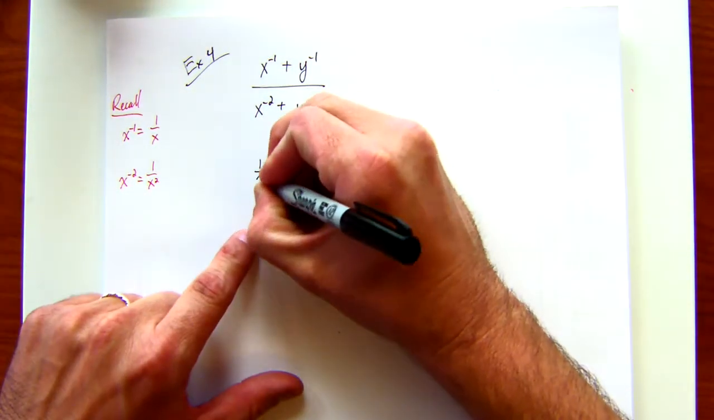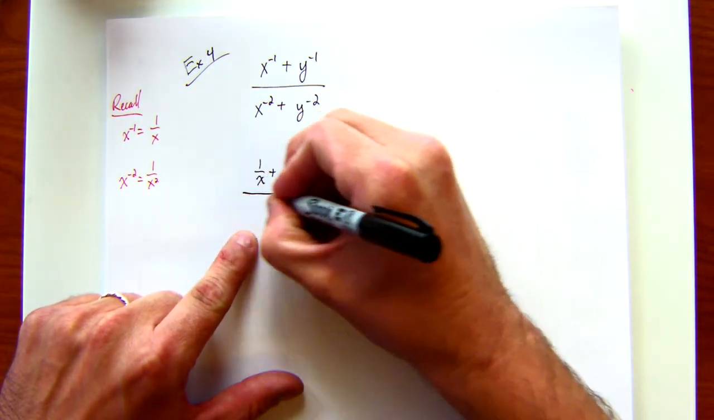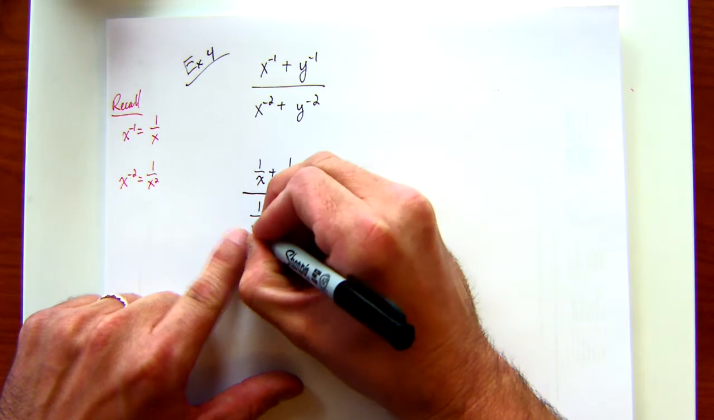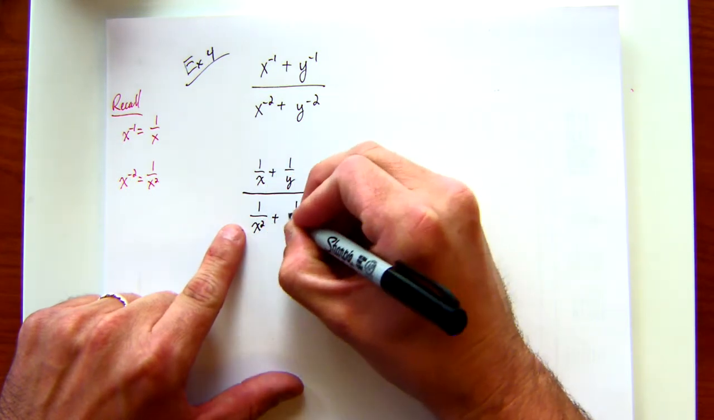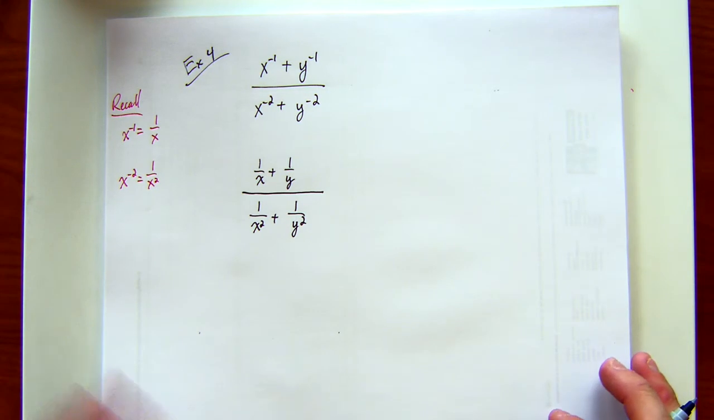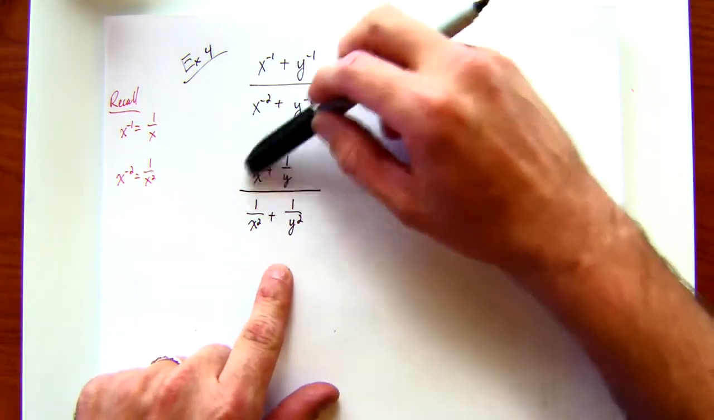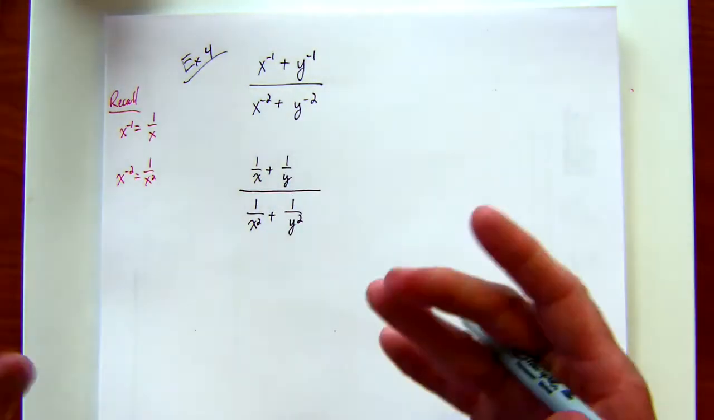This is going to be 1 over x plus 1 over y, all divided by 1 over x squared plus 1 over y squared. Now we've got a complex fraction. We can simplify the top, simplify the bottom, and do the work.